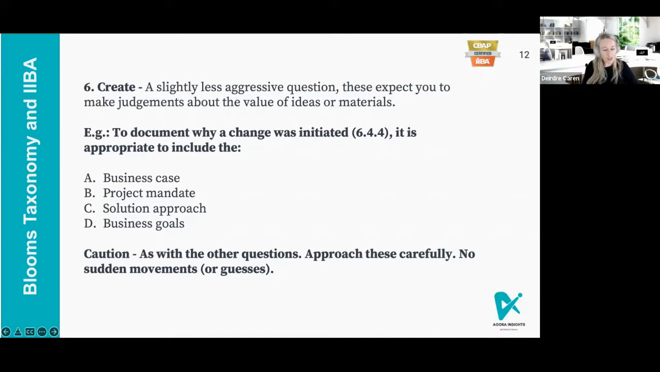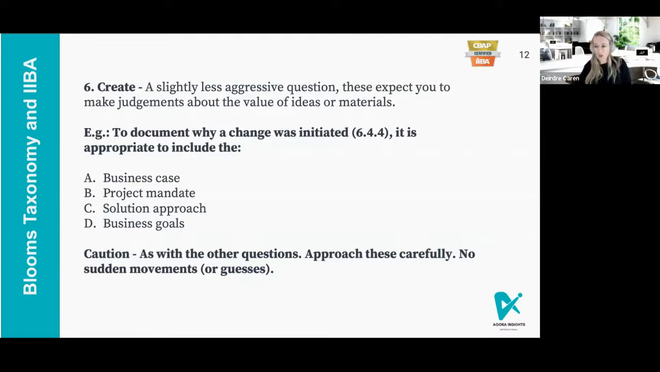Because business goals is a high-level business requirement. So why would a business case be the correct answer in this? Now, when you get to this level, and particularly CBAP, CCBA, you should be happy you shouldn't get these types of questions because they're kind of tricky. But, oh, sorry, let me show the results again.